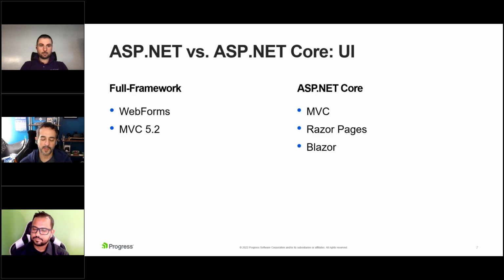And then if we talk about specific UI elements or choices that we're making with ASP.NET versus Core, on full framework, we have web forms and we have MVC up to 5.2. On ASP.NET Core, we have MVC Core, we have Razor Pages, we have Blazor. Notice we don't have web forms here. So we do gain some new front-end UI options here with Razor Pages and Blazor, but web forms does not make the cut. So you will have to rewrite some of those web forms applications.